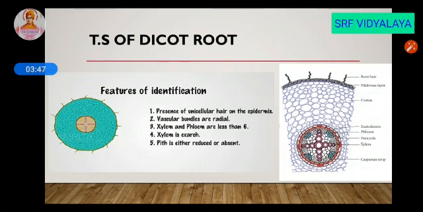So we shall move to the results. The result is: the given slide is identified as dicot root in case of dicot root, or dicot stem in case of dicot stem. So by observing these identification features, we shall confirm whether the slide is a root or a stem.